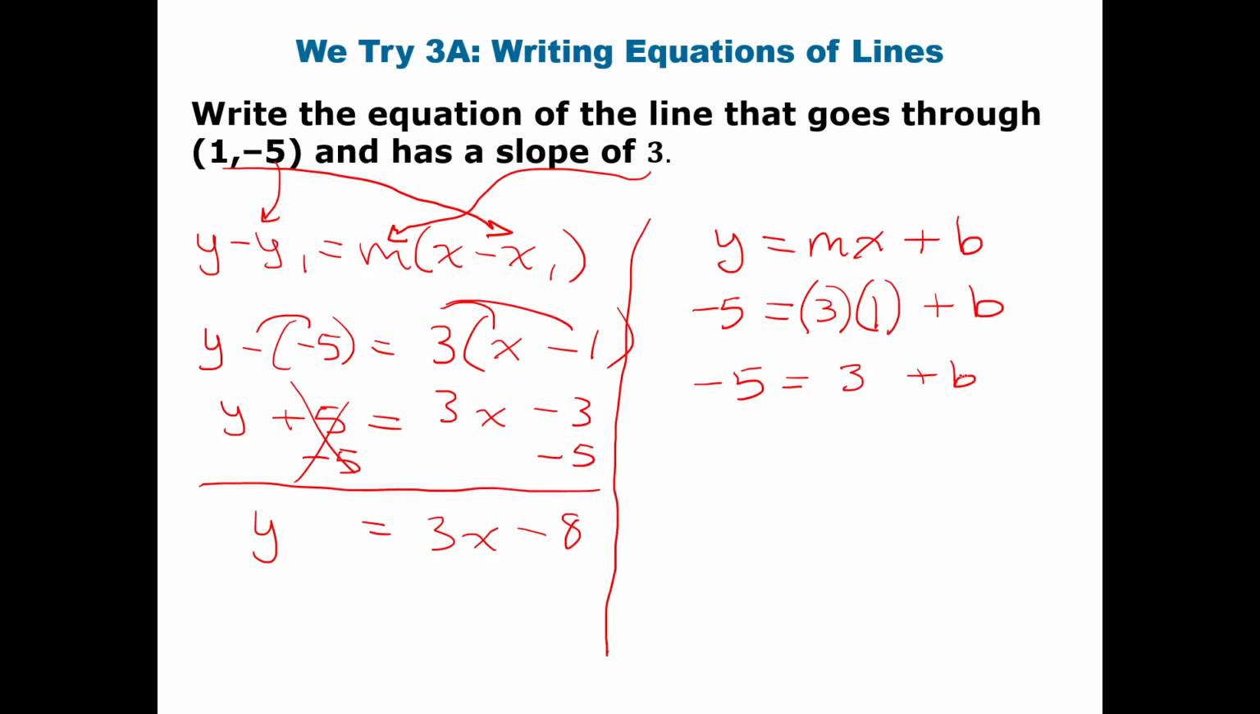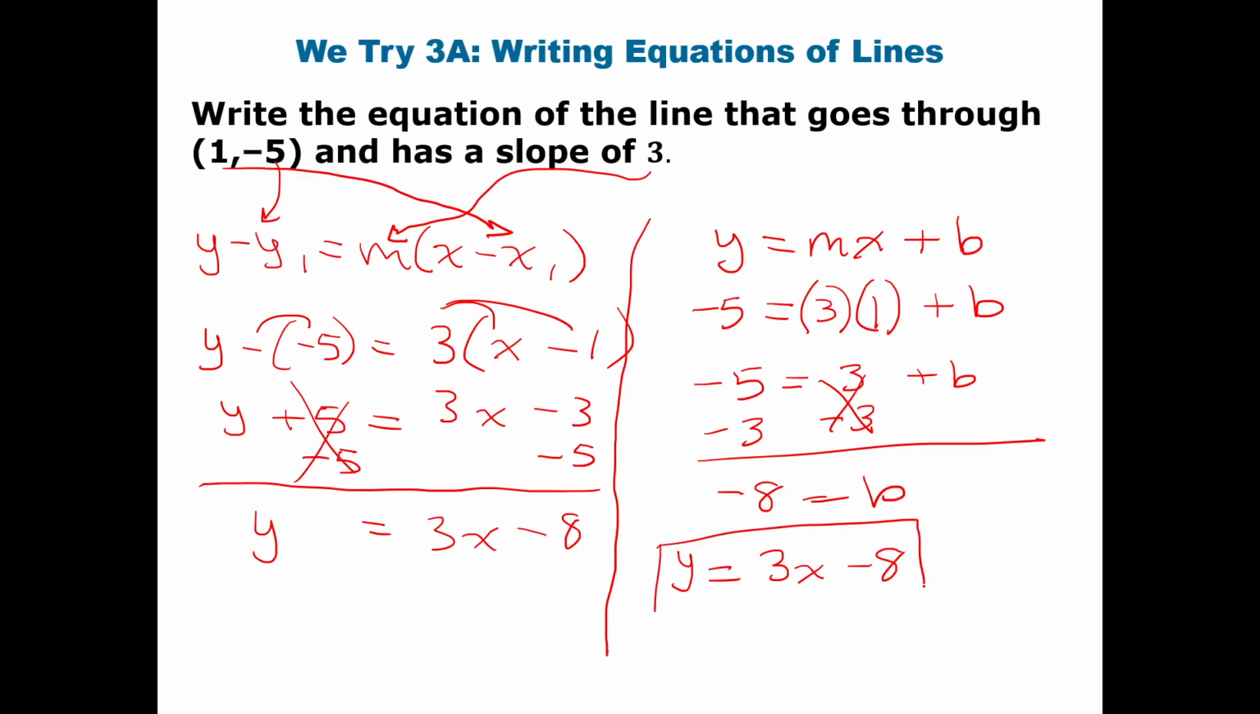I'll have negative 5 is equal to 3 plus b. Subtract 3 from both sides to get b all by itself. And I'll get negative 8 is equal to b. Okay, now let's just plug it back into our slope-intercept form. y is equal to 3x minus 8. Hey, I got the same thing, except this way I didn't have to memorize the formula.